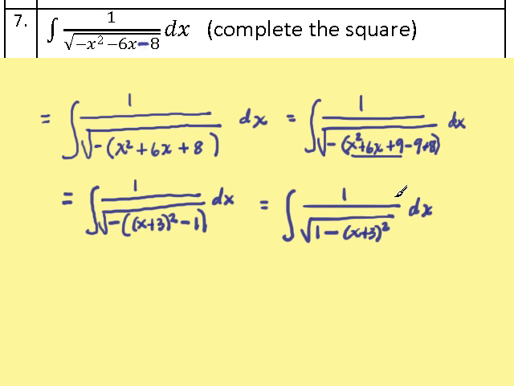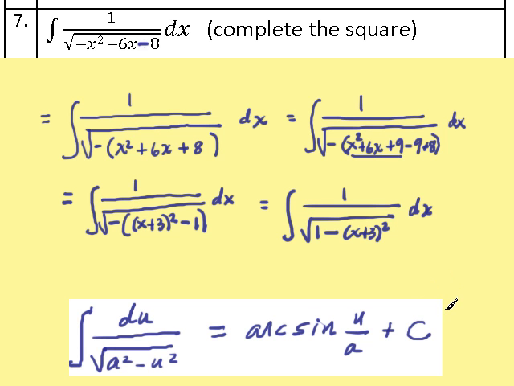Now, this one looks like an arcsine. In fact, it's exactly an arcsine. Let's look at the arcsine form. So here it is. Here's the arcsine form. And in this case, a is 1. a squared is 1 squared. And here we have our u. u is x plus 3. All right, so let's just go ahead and integrate. So this is equal to arcsine of u, which is x plus 3, over a, a is 1, plus c.